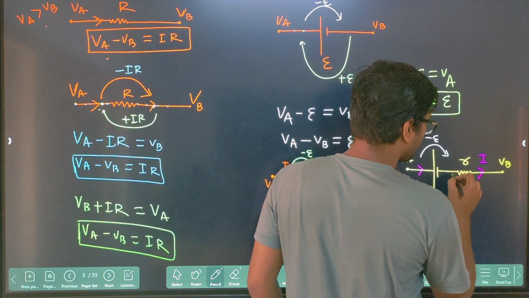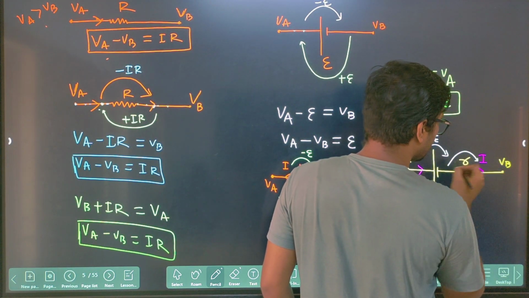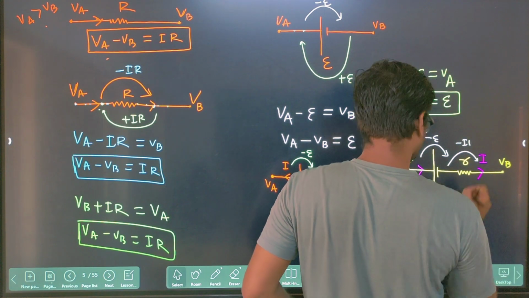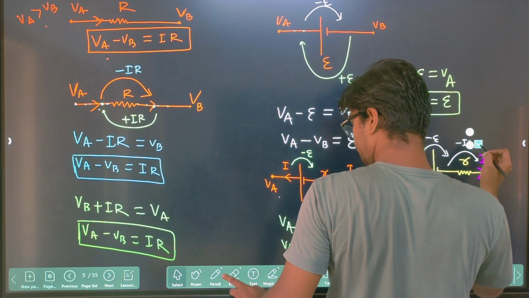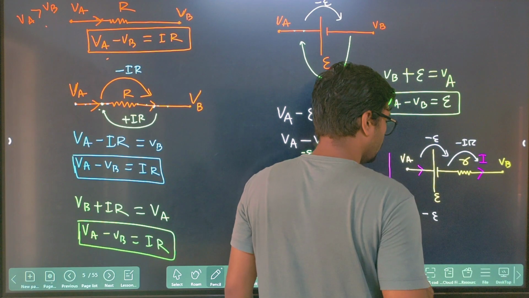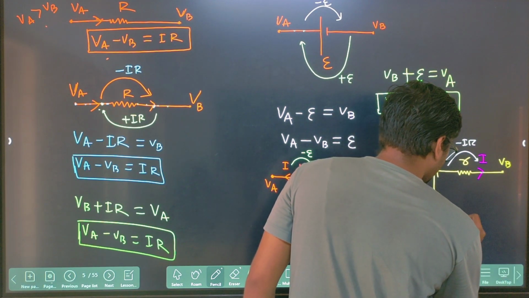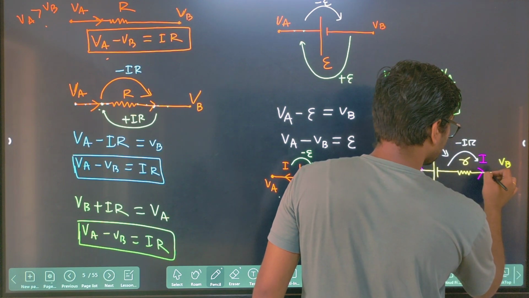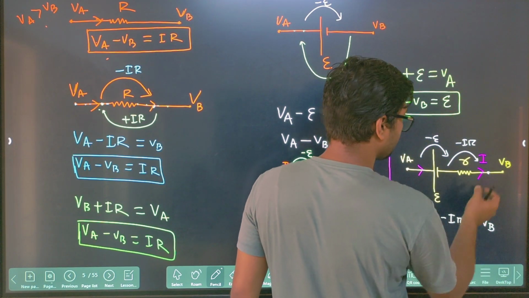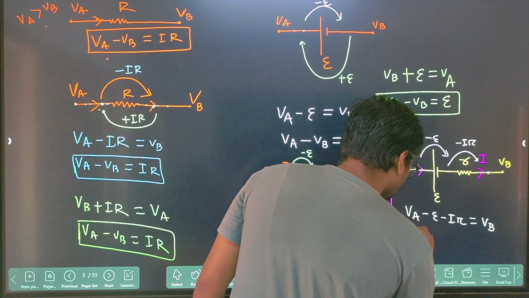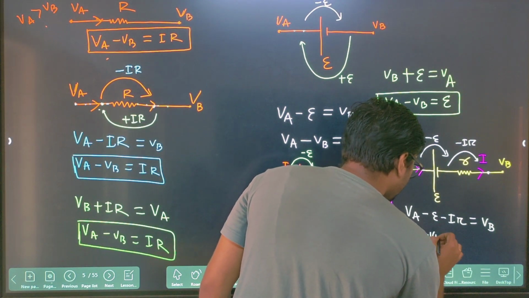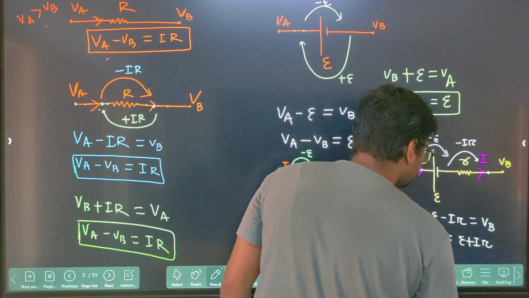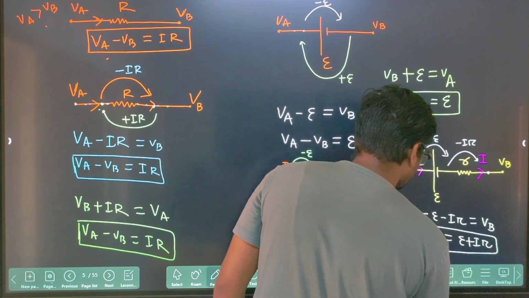Then I am moving along the direction of the current through the resistor, so there will be a potential drop. How much potential drop will it be? Minus IR. Clear? So VA minus E minus IR is equal to VB, because you reach here. So here I can write VA minus VB equal to E plus IR. Right? This is your relation.